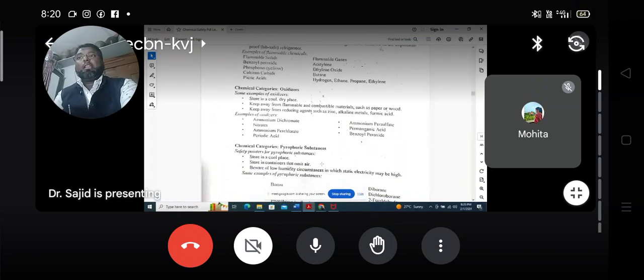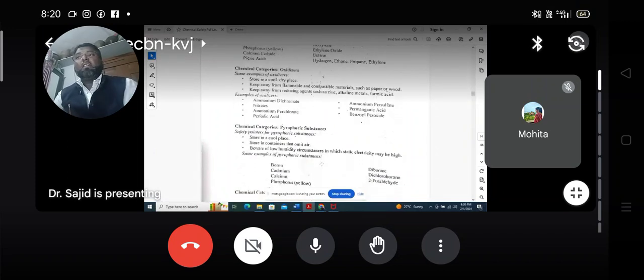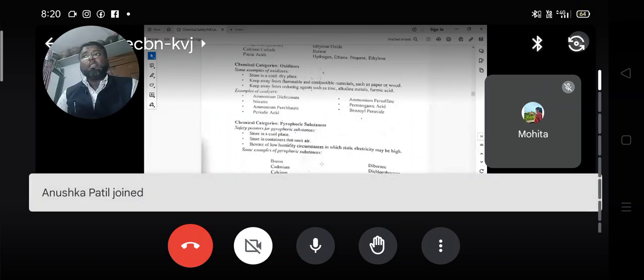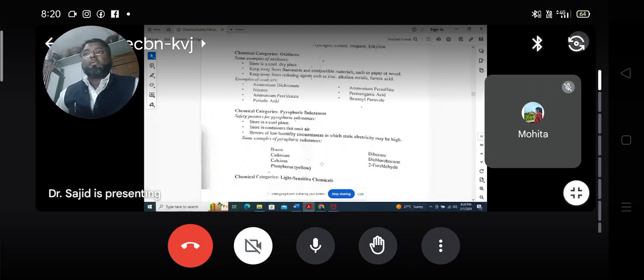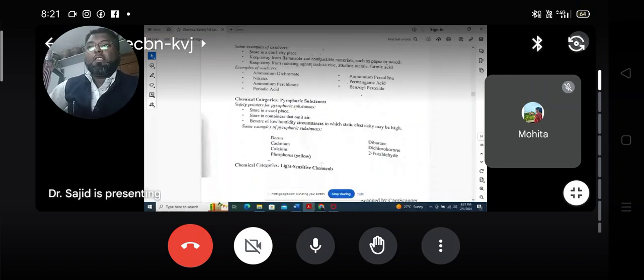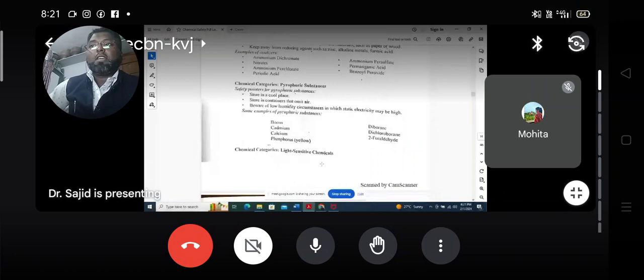Chemical categories: pyrophoric substances. Store in a cool place. Store in containers that exclude air. Beware of low humidity circumstances in which static electricity may be high. Examples of pyrophoric substances: boron, cadmium, calcium, phosphorus, diborane, dichloroborane. These are some chemicals which are available in our lab.